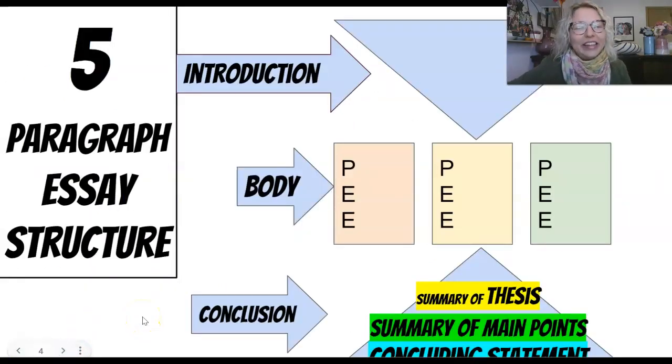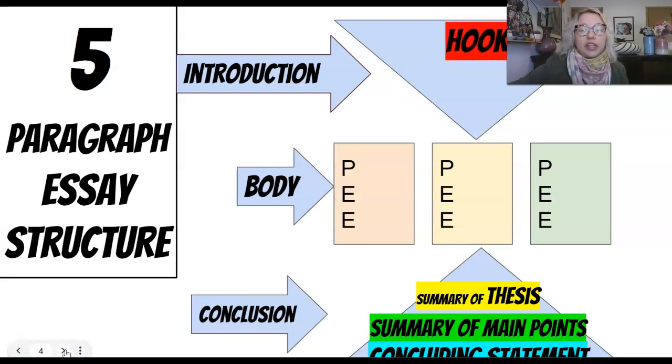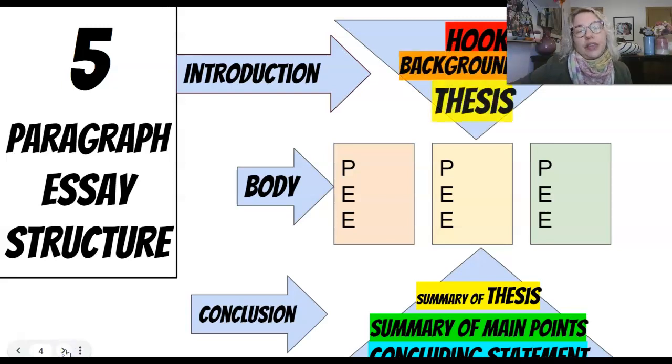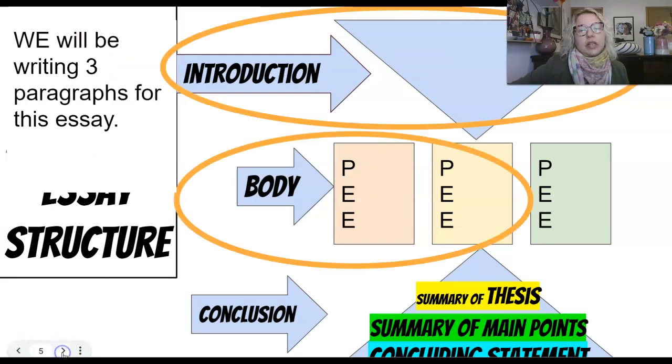So we'll move on. All right, for our essay, we are writing just 3 of the 5 paragraphs in a 5-paragraph essay structure. We cut off the last 2. Okay, so we're going to have an introduction that includes a hook, background information, and a thesis statement. And then you're going to have 2 body paragraphs. You're not going to have the 3rd body paragraph or the conclusion. So just 3 paragraphs for this essay.